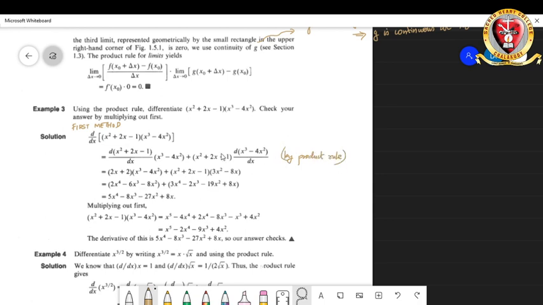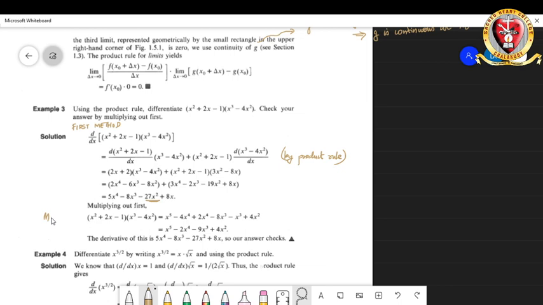So you get this is equal to 2x plus 2. The derivative of x square plus 2x minus 1 will be 2x plus 2, into x cube minus 4x square, plus x square plus 2x minus 1 into the derivative of x cube minus 4x square, which will be 3x square minus 8x. Then simplify it. Open the braces, then simplify to get 5x raised to 4 minus 8x cube minus 27x square plus 8x. This is our first method. So we obtained the derivative of the function given.